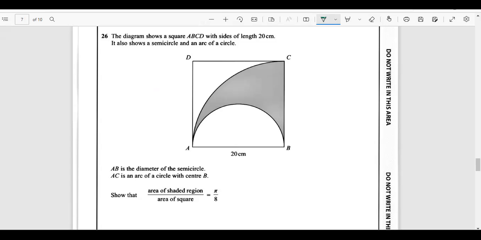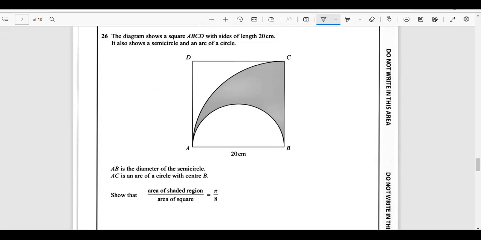But then you divide by 2 to get 50 pi. So the area of the shaded region becomes 50 pi over 400, which is the same as pi over 8. Excellent. Yes, that is the correct method.